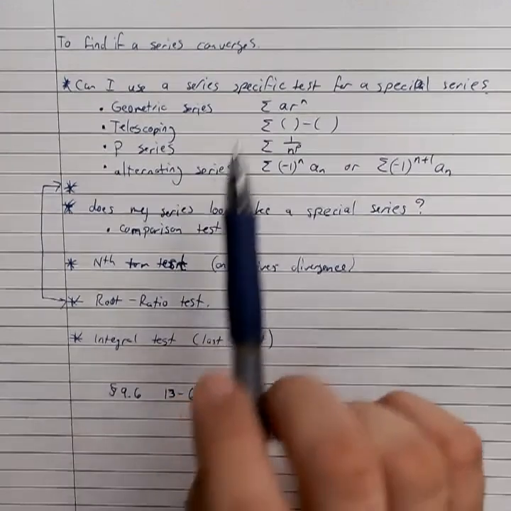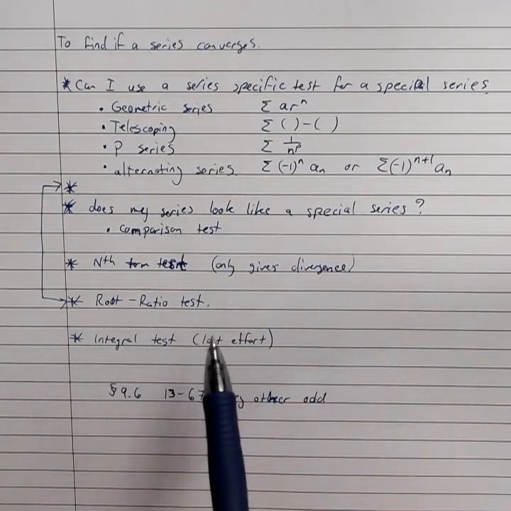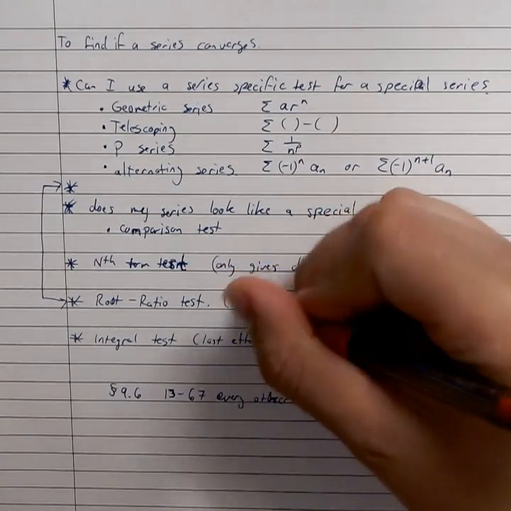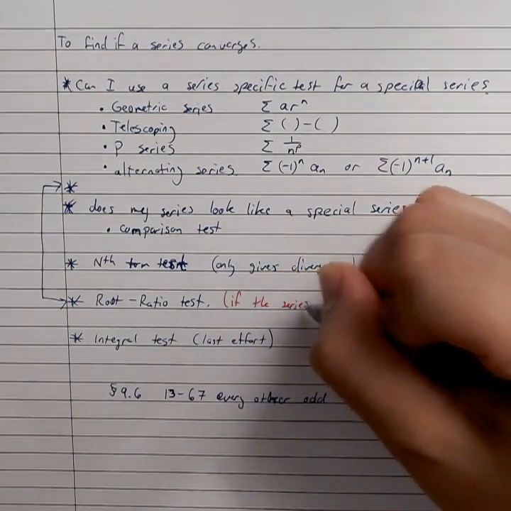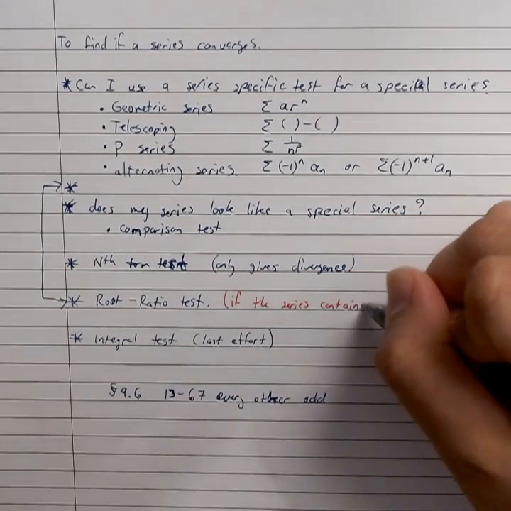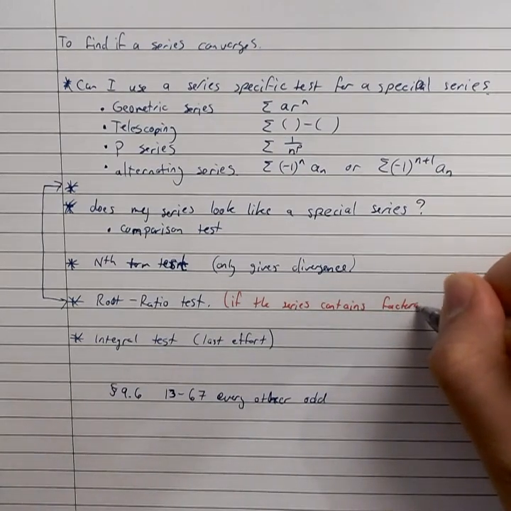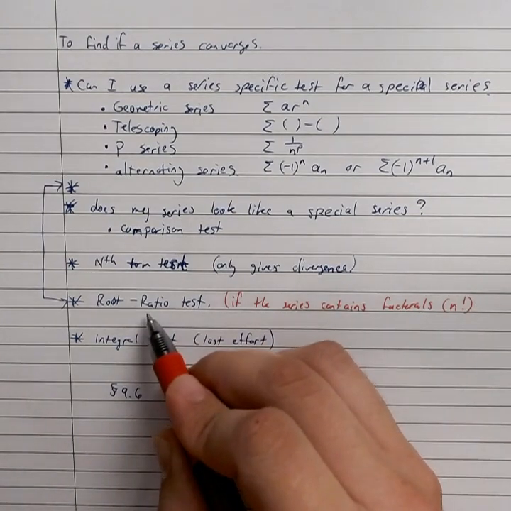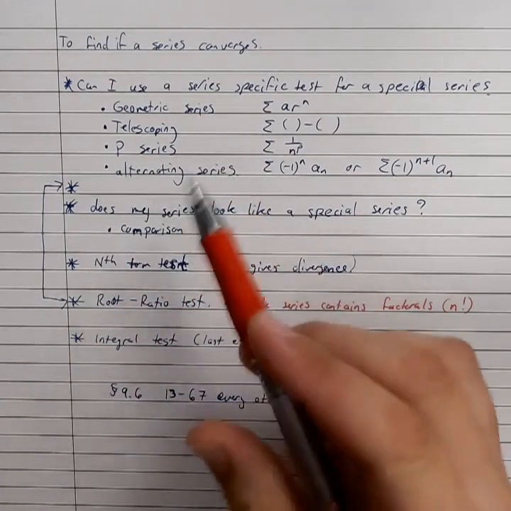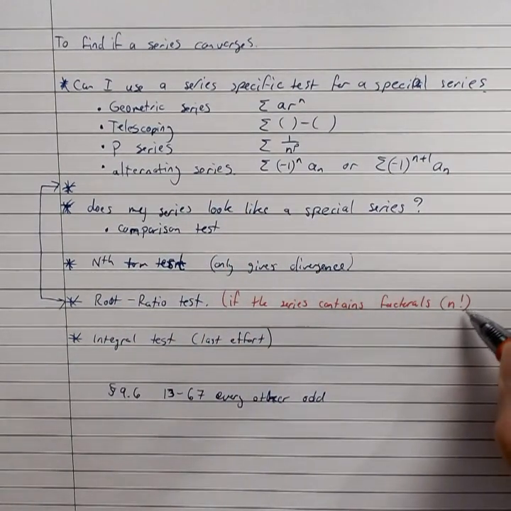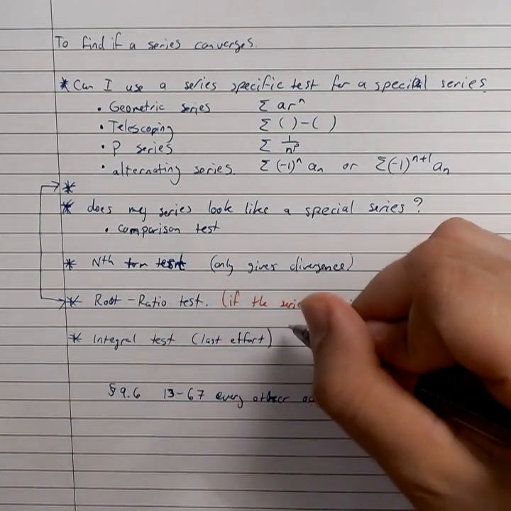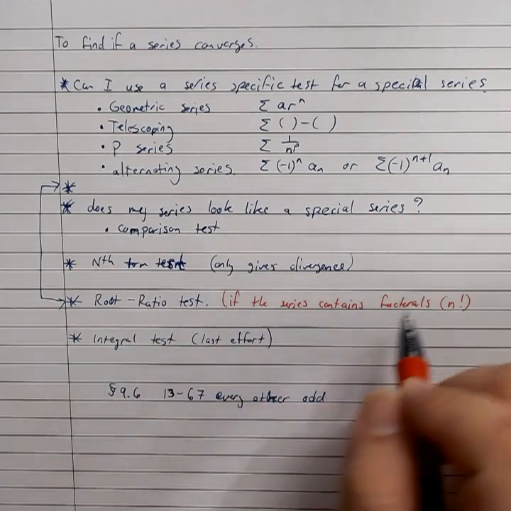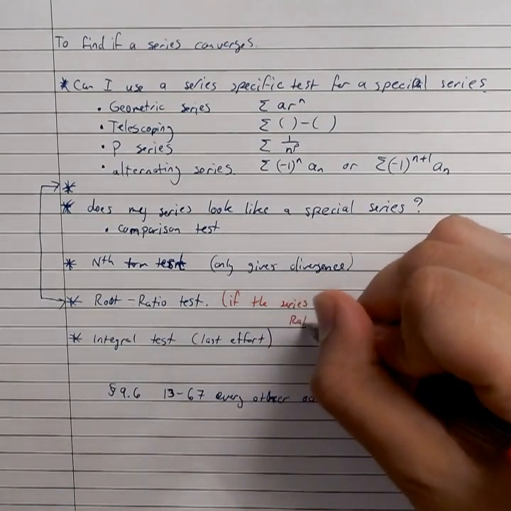Oh, I almost forgot. When you're talking about this list of things, what should you do? There is one exception to the root and ratio test. Here, if the series contains factorials, things like n factorial like this, you're going to use the ratio test. Other ones, they're not going to cut it. If you see an n factorial anywhere in the terms of the series, 99.9% of the time, the ratio test is the right thing to use. So if the series contains factorials, the ratio test is probably the right one to go.